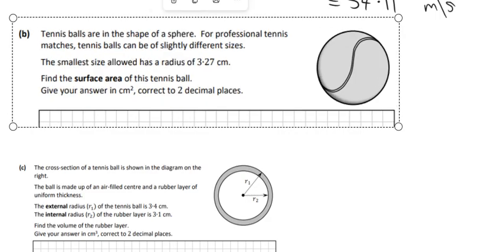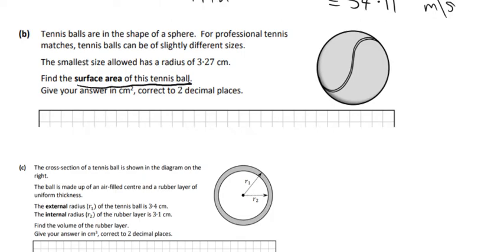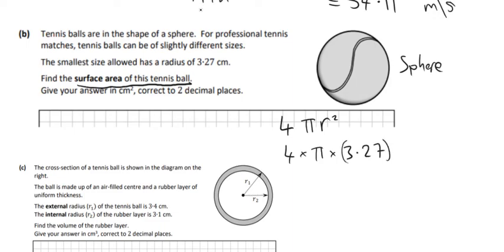Now part B, we're doing surface area of a tennis ball. There's going to be a formula for, well, it's of a sphere obviously. When we have any kind of a ball, it's going to be a sphere. So I'm looking for a surface area of a sphere formula, and that is 4 pi r squared. 4 multiplied by pi multiplied by the radius, which they've given us of the smallest ball, 3.27, and we have to square that as well, and you're going to put all that into the calculator, and that's 134.37.